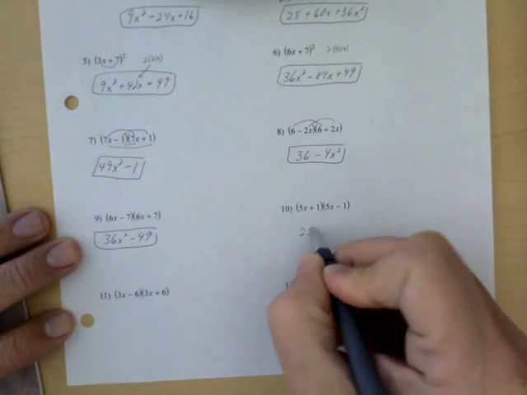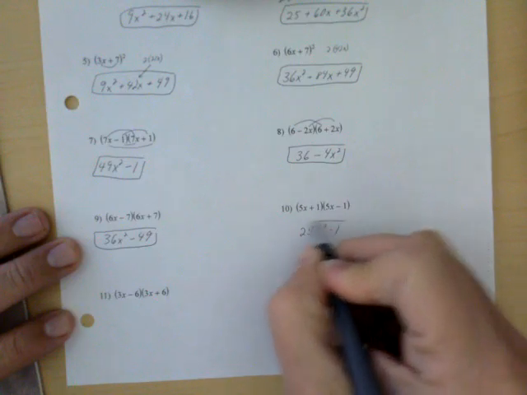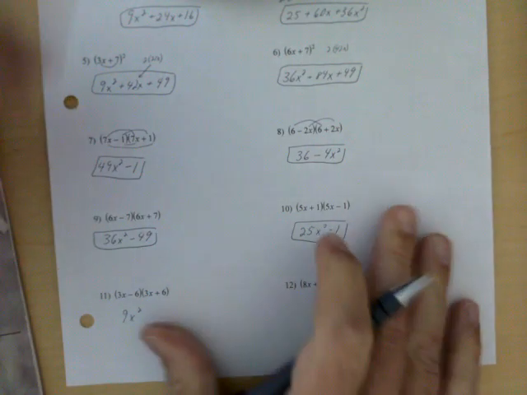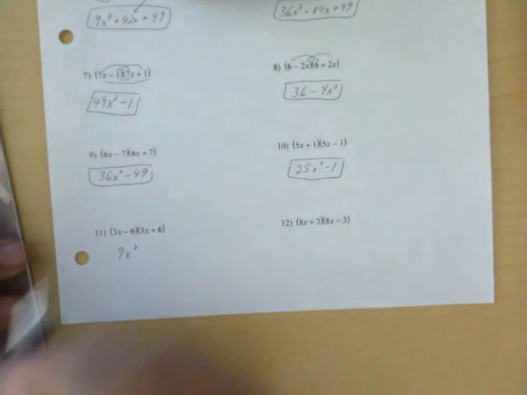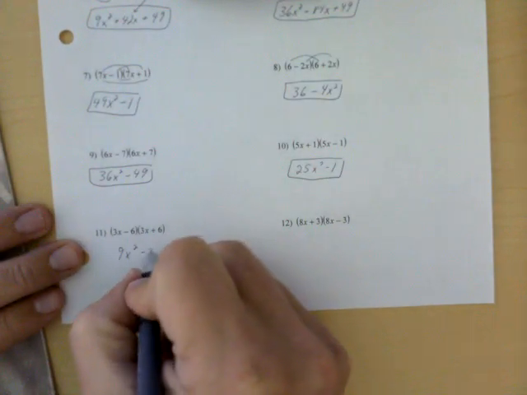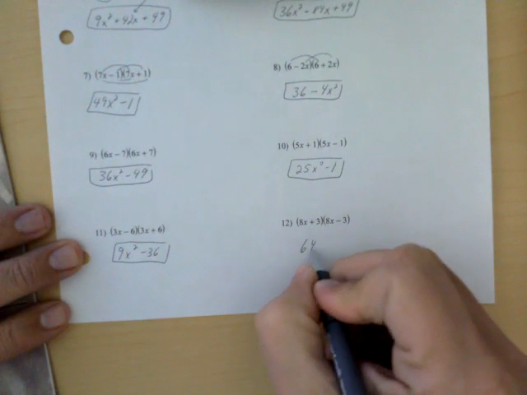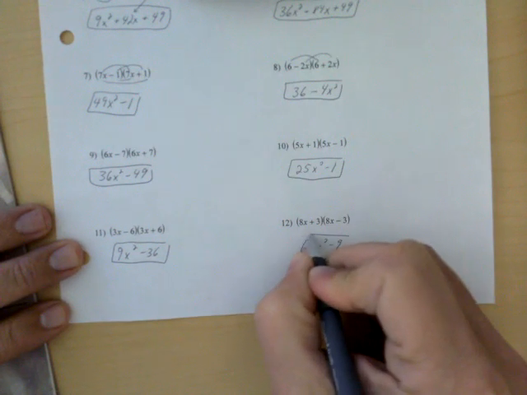This is going to be a 25x squared minus 1. This is going to be a 9x squared. This will be a 9x squared minus 36. This is going to be a 64x squared minus 9.